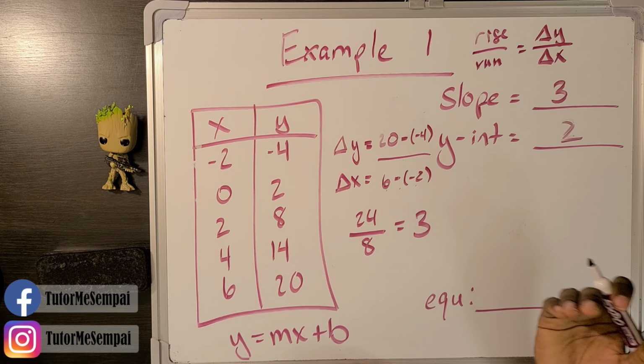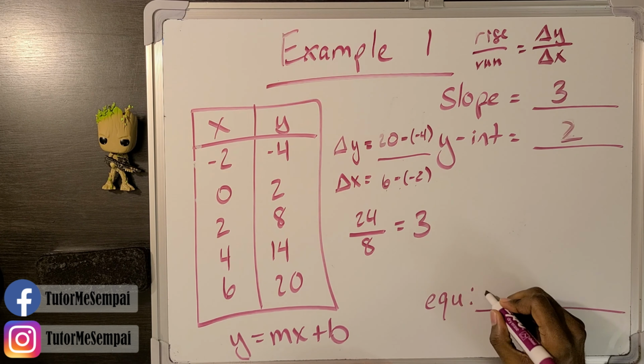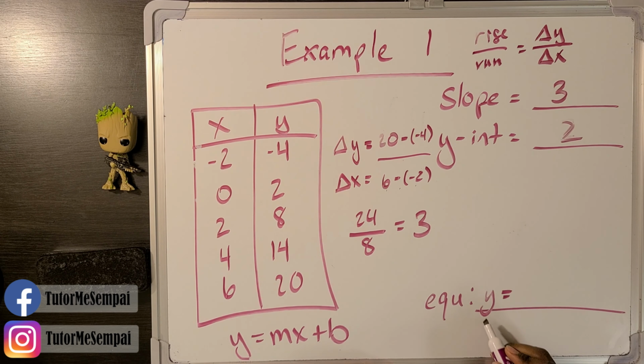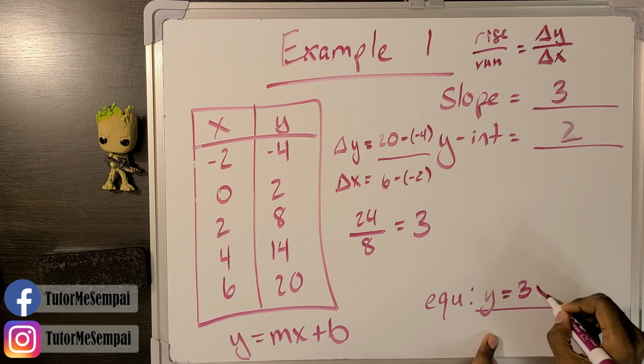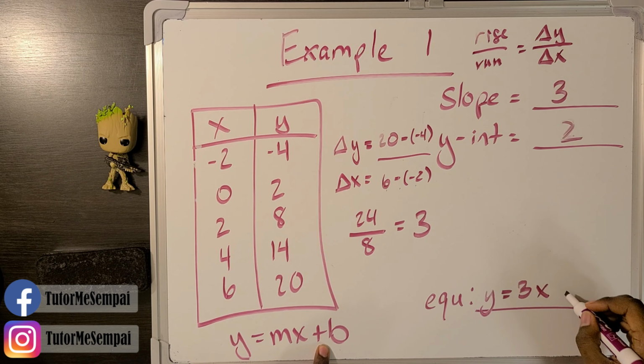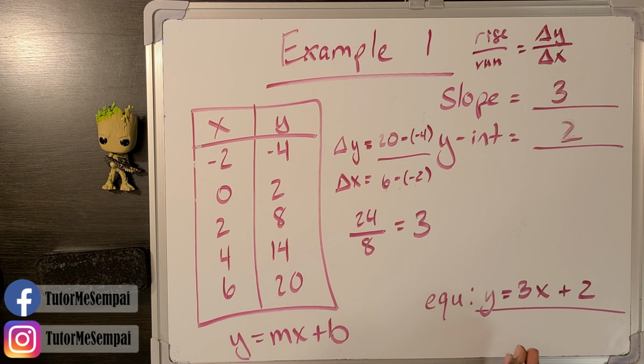Always remember, an equation needs to have an equal sign, or else it's just an expression. So y equals, because we're doing linear equations, not necessarily linear functions, so you don't have to worry about that whole f of x thing. Linear equation, so y equals m, which is slope, so that's 3x plus b, which is 2. And this is how you're going to create your linear equation when you're given a bunch of points within a table.